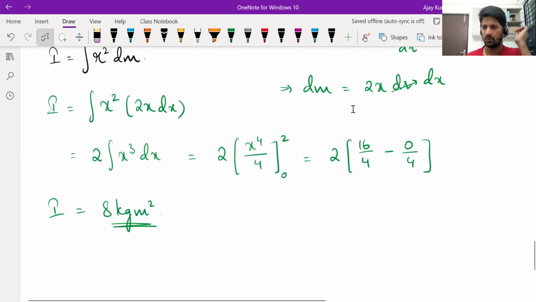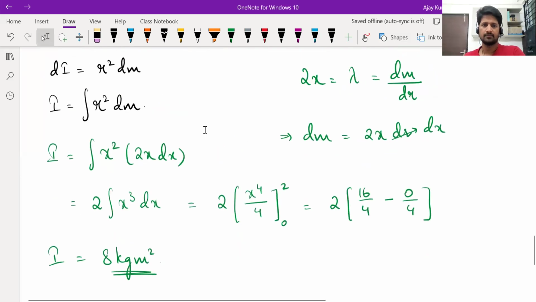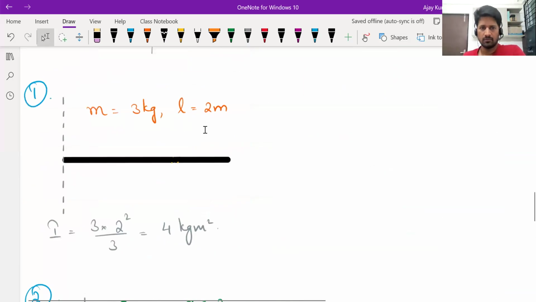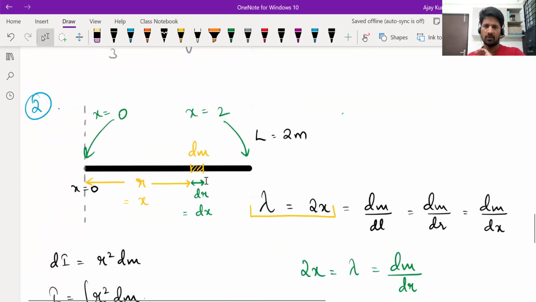Hope this is clear to all of you. If you have any doubts, you can ask. So first case, we applied the formula for moment of inertia of a uniform rod about one end perpendicular to itself, ml square by 3. We got the answer as 4 kg meter square. So if a rod is given and an axis is given passing through one end perpendicular to it, you can easily tell the moment of inertia now. If a non-uniform rod is given also, you can integrate and find out.